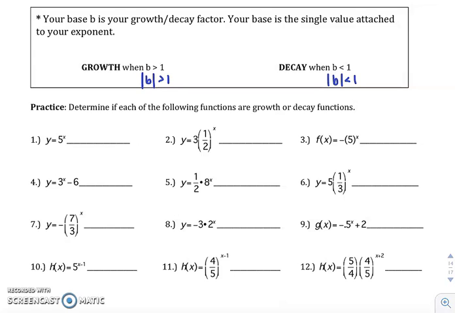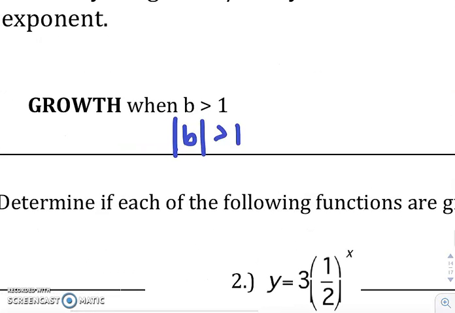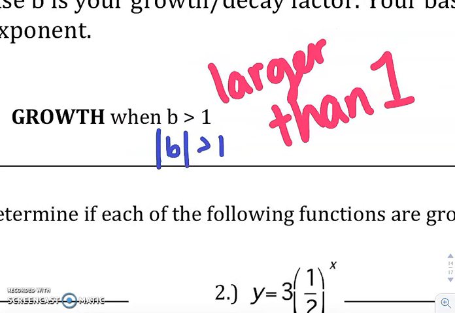So you can tell just by looking at an equation, without graphing it necessarily, if it's growth or decay. The b value in your equation is actually the growth or decay factor. Your base is that single value attached to your exponent. So when the absolute value of the base is greater than 1, it's going to be growth.